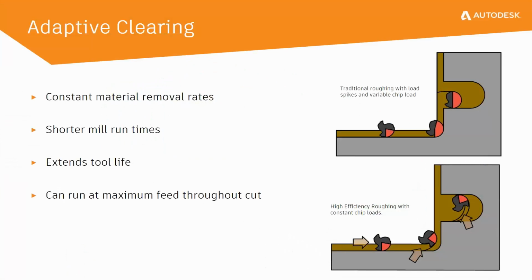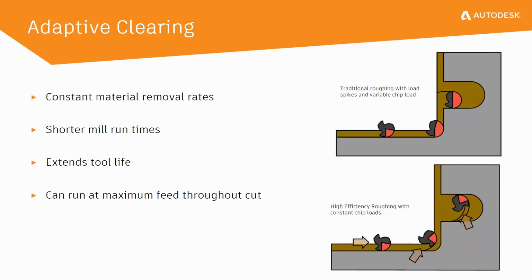Now, we spoke a little bit earlier about machine efficiency, and this comes back to what we call our adaptive clearing technology. Adaptive clearing is where we have constant tool engagement and constant material removal rates to help remove the peaks and troughs of machining material away in a very efficient manner. This can help shorten your machining run times.